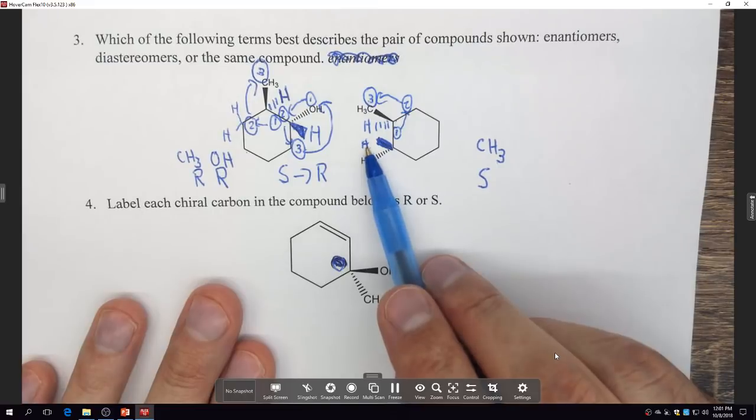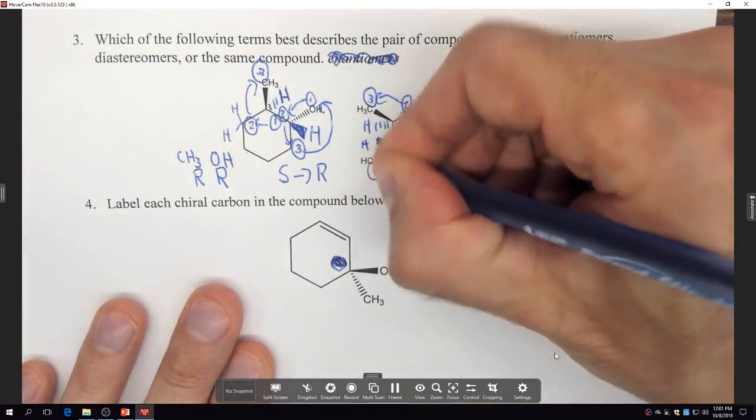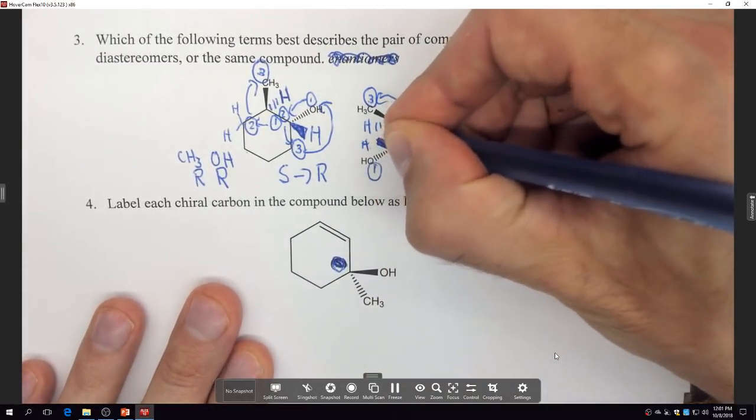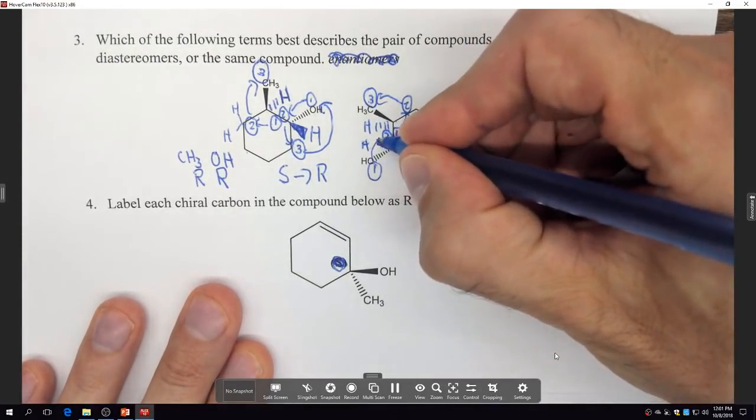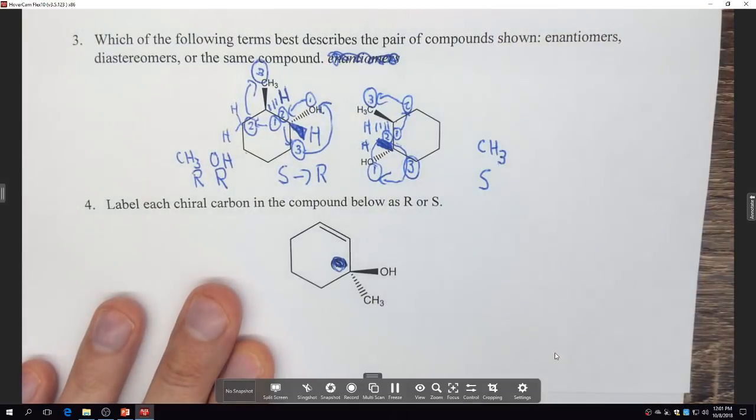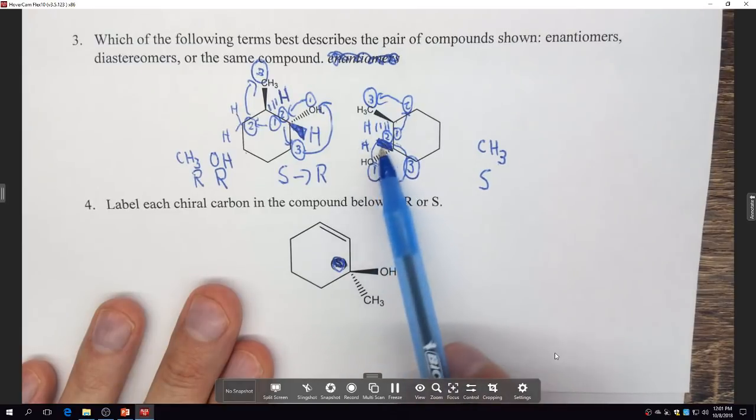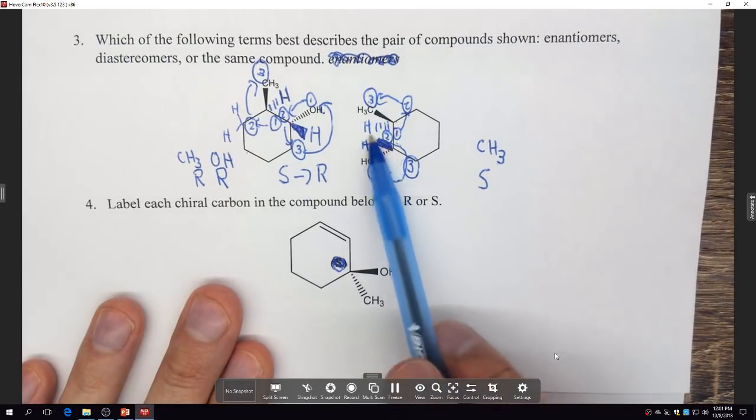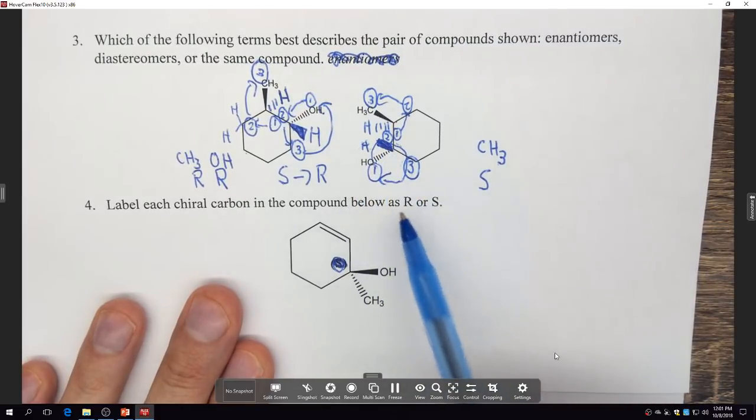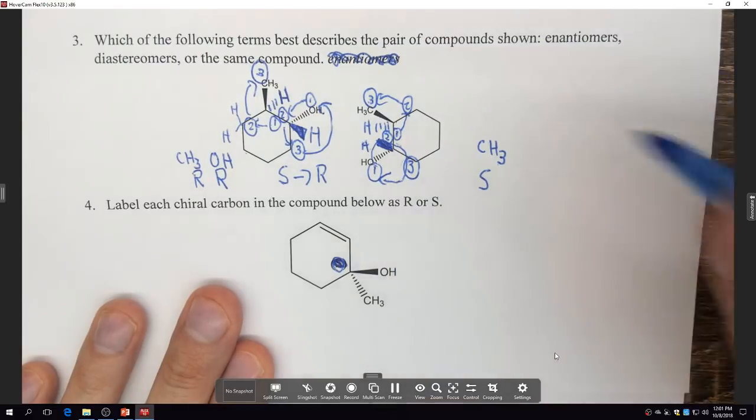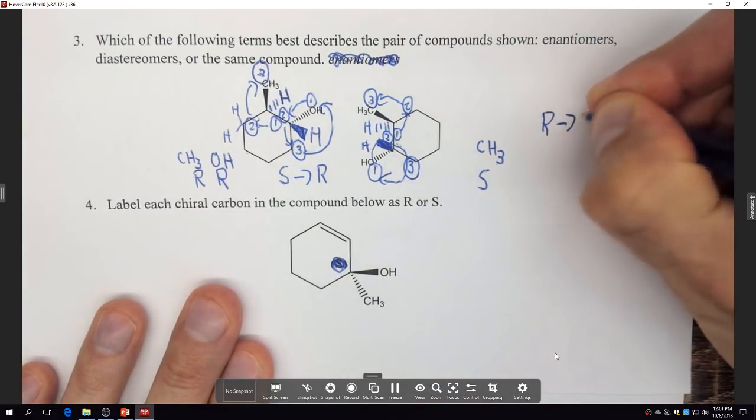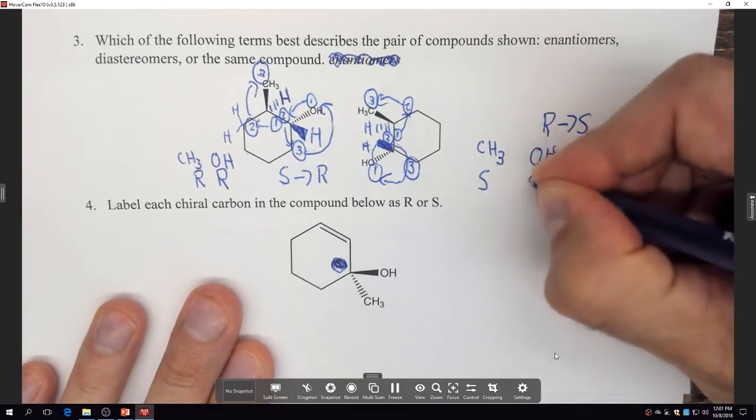Now, let's look at this one. This is 1. This up here is 2. And this over here is 3. So we go 1, 2, 3, like that. Okay? Is that R or S as written? That is R. That is clockwise. Okay? Or turning the car right. Do I keep it the same or do I flip it? So this is R, but it becomes S with respect to the OH.